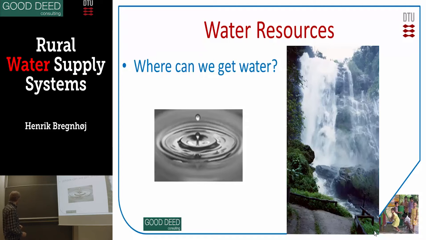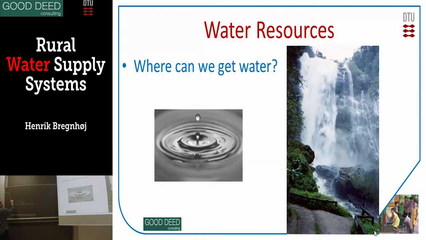So where can we get the water? If we look at the situation here, where we have a family living in a house, what kind of water could we find here? What water sources do they have? Yes? Groundwater? Spring water. We could have some groundwater here. We could have some rainwater. What else? Surface water, rivers, ponds, lakes.